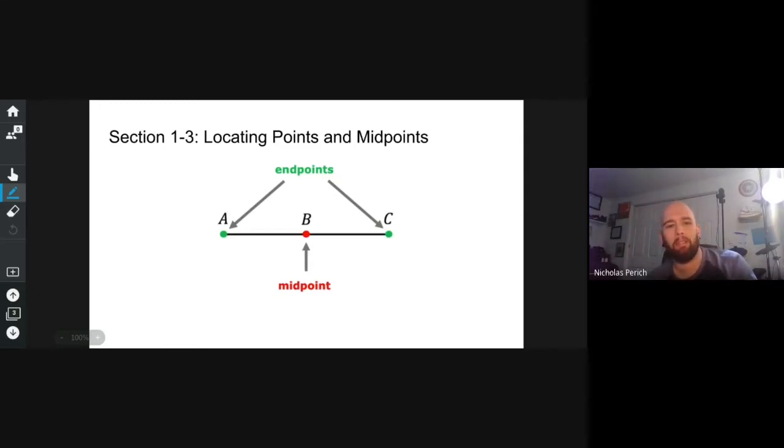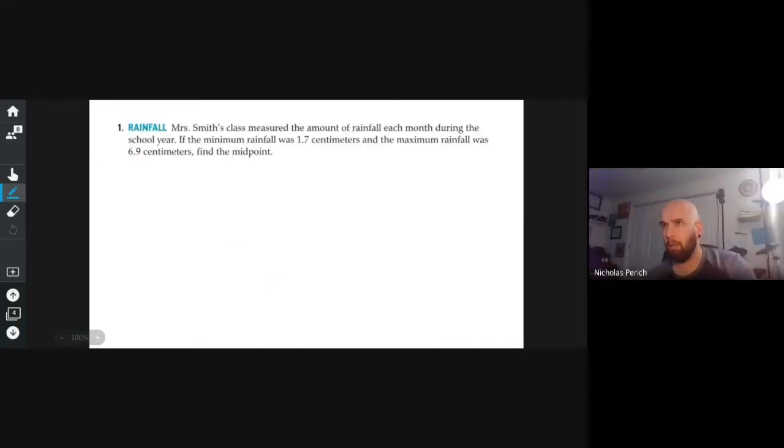It's the word average or mean. Midpoint is literally the average. Midpoint is the average of 2 things.